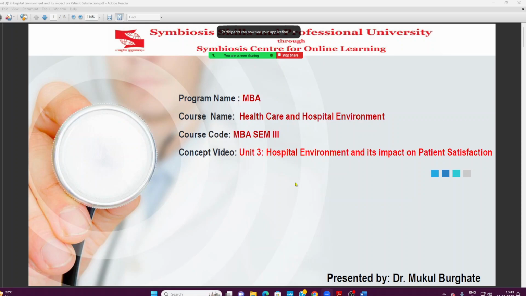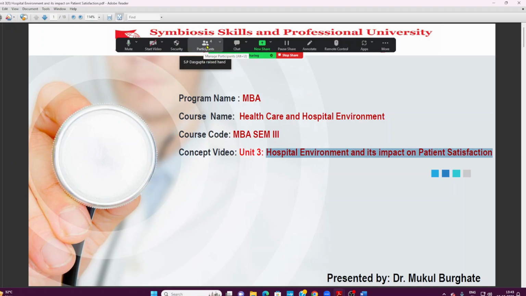Yes, sir. Okay, good. See, this is unit 3, hospital environment and its impact on patient satisfaction. If this hospital environment is maintained properly, if standard rules and regulations are followed and discipline is maintained, then what is this going to lead to? It is going to impact the patient. The patient might get satisfaction, or be cured earlier, and it may lead to dissatisfaction also. So what exactly is, yes, Dasgupta, you want to say something? Sir, is it the first slide? Pardon me?